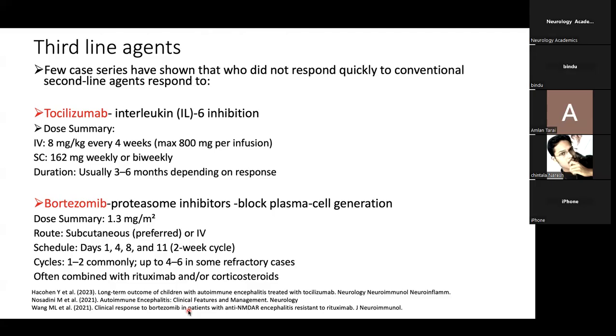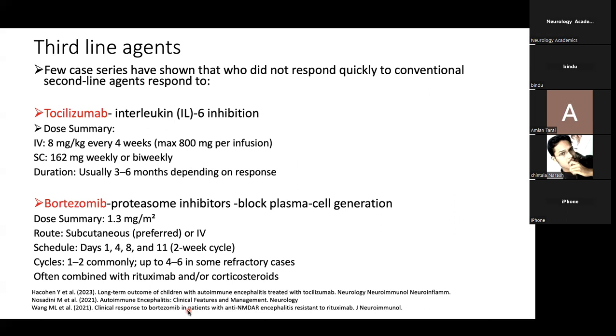Tocilizumab is an interleukin-6 receptor inhibitor, a monoclonal antibody. The dose is IV 8 mg per kg every 4 weeks. The maximum dose is 800 mg per infusion, and it may be used subcutaneously at 162 mg weekly or bi-weekly. The duration of therapy is usually 3 to 6 months, depending on response.